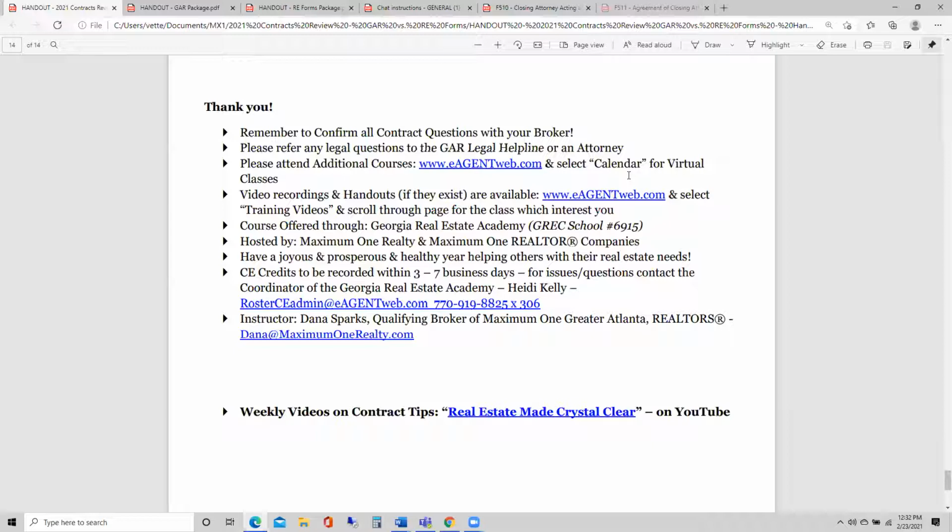Maximum One is hosting the majority of the classes taught by the Georgia Real Estate Academy. There are many franchises of Maximum One throughout all of Atlanta, down south, up north, all over the whole state of Georgia, as well as Alabama. So they each have their own training calendar for some of their own in-branch classes. But what I'm giving you is the link for the virtual classes. Video recordings and handouts, if they exist, you can also go to eagentweb.com and select training videos and scroll through there. Again, the school is the Georgia Real Estate Academy, school number 6915.